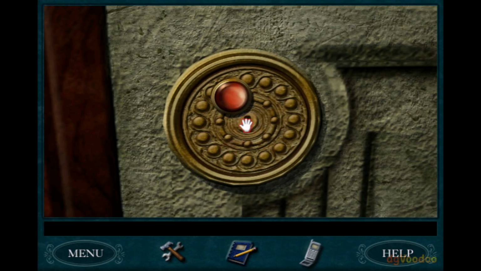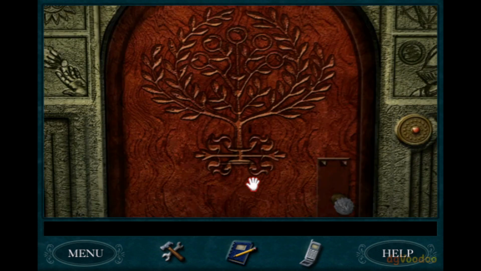Okay, I need the key. I need the key. Keyhole. Interesting. This is not a good time. Okay.